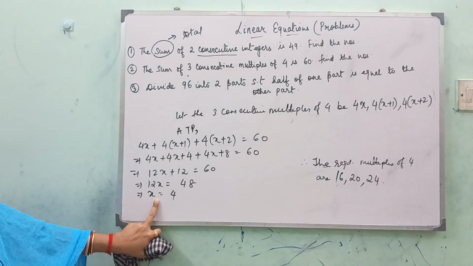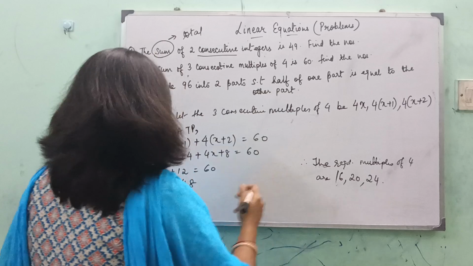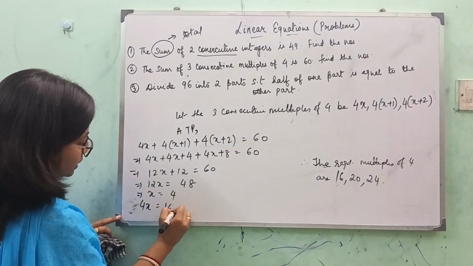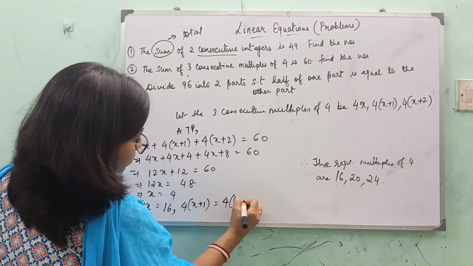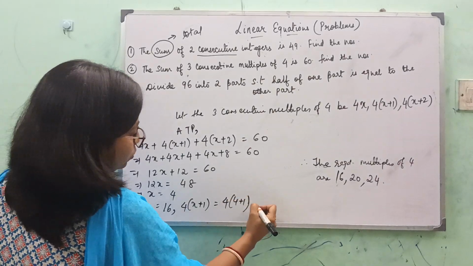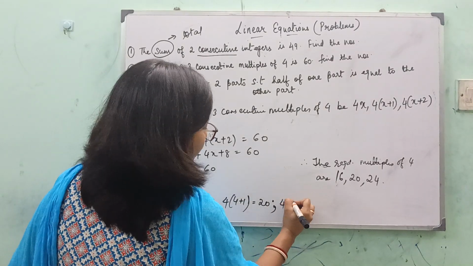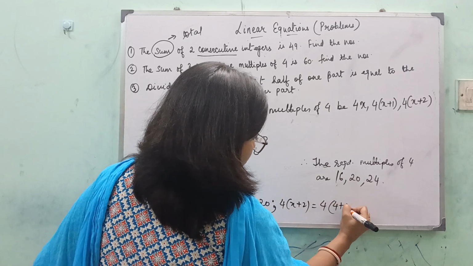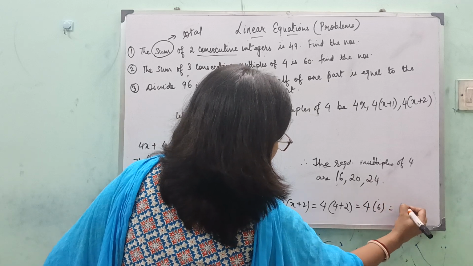So you'll say, ma'am, previously we got x as 16, but that x and this x are different. We have taken the multiples to be 4x. So the value of 4x will be 4 into 4, 16. Next is 4 into x plus 1, that is 4 into 4 plus 1. 4 plus 1 is 5, 5 into 4 is 20. Second one obtained. Third, 4 into x plus 2, that is 4 into 4 plus 2, that is 4 into 6, that is equal to 24.